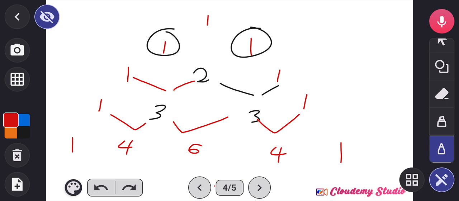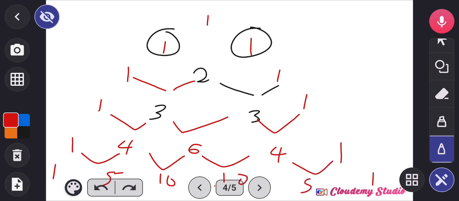Therefore, the next one will be what? Will be 1, 1. We are starting with 1, 1. Remember, now 1 plus 4 will give us what? Will give us 5. 6 plus 4 will give us what? Will give us 10. 4 plus 1 will give us 5. And that is how you are going to build a Pascal's triangle. That is how Pascal's triangle is being built.